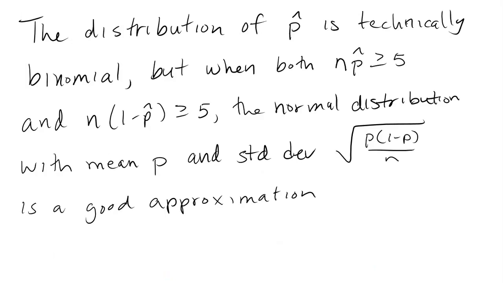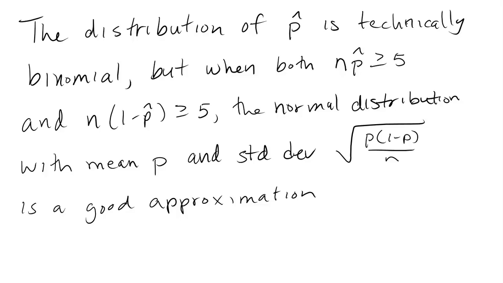The distribution of the p hats is technically binomial because it varies based on the number of successes, and the number of successes would be a binomial variable. But it turns out that if you know that n times p hat is greater than or equal to 5, and n times the quantity 1 minus p hat is greater than or equal to 5, then the normal distribution with mean p and this goofy standard deviation is a good approximation for the distribution of the p hats.